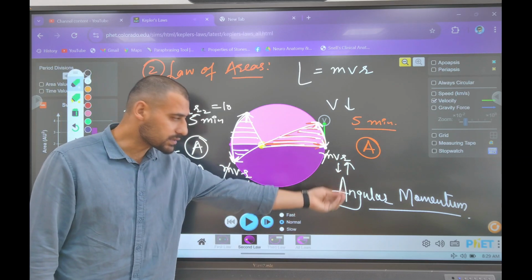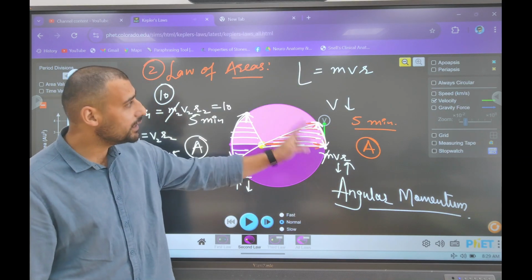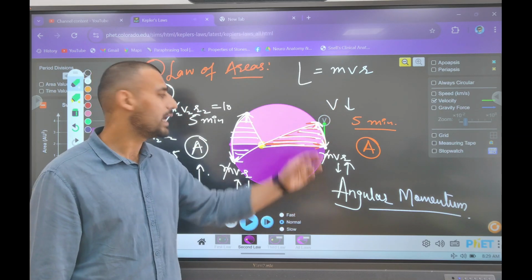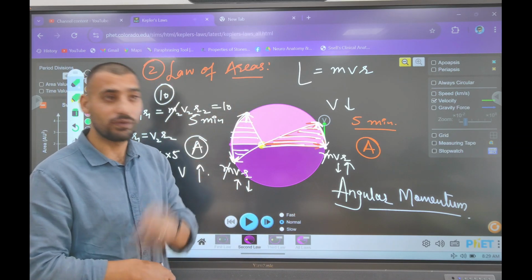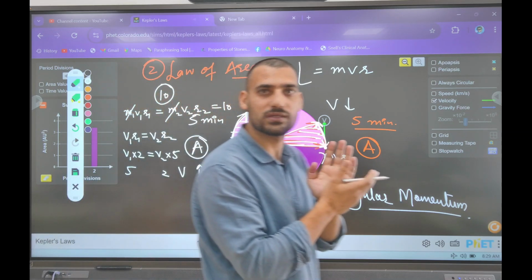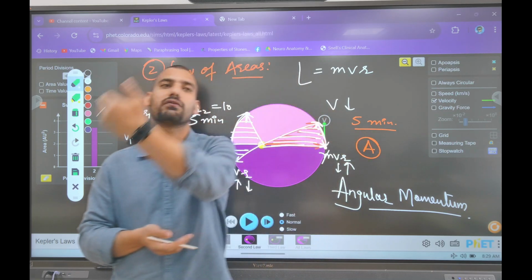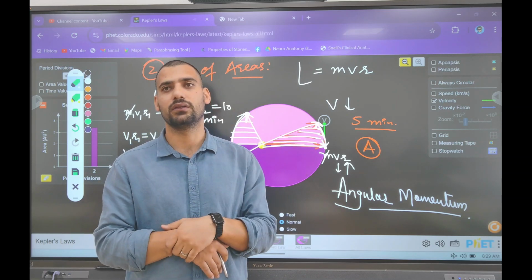And as per this concept, he says that the planet, when it is at apoapsis, it slows down, and when it is very close, the speed is very high. So when the planet goes very close to the sun, remember, its speed is high. When the planet is very far away from the sun, its speed is low. This is the deduction from the second law, the law of areas.